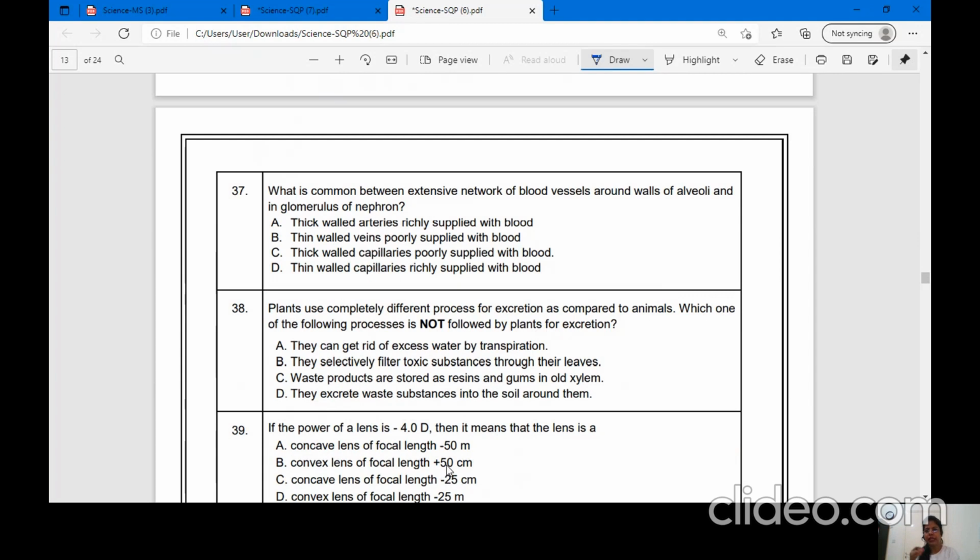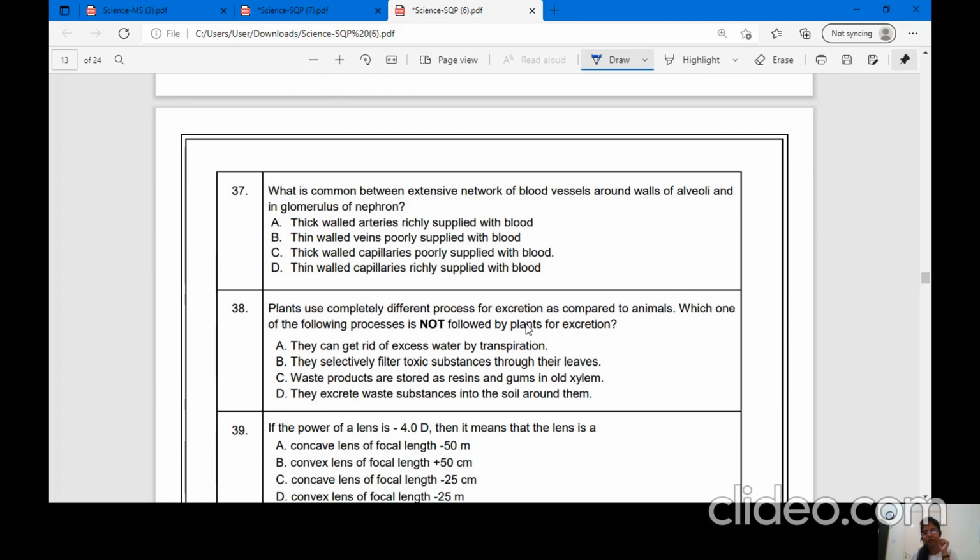Now come to question number 37. What is common between extensive network of blood vessels around walls of alveoli and in glomerulus of nephrons? So alveoli is something which is present in our lungs. So that's the place where exchange of gases is happening. And glomerulus of nephron, in the whole length of nephron, so many blood vessels are there. So now we have to find out which blood vessel. Is it artery, veins, or capillary?